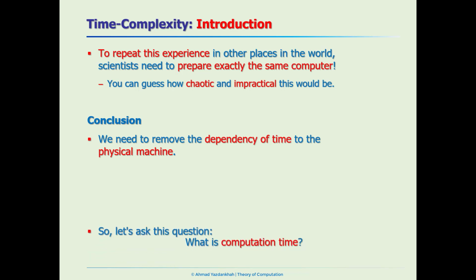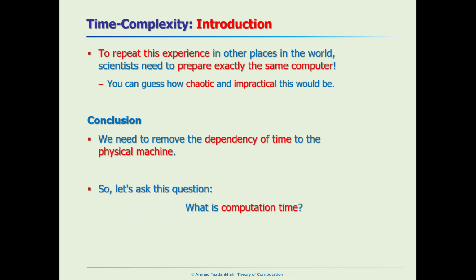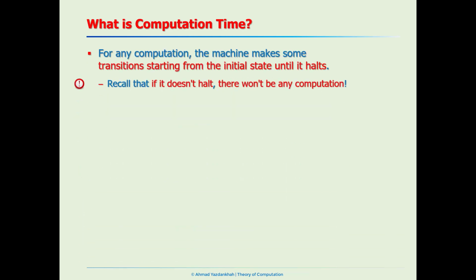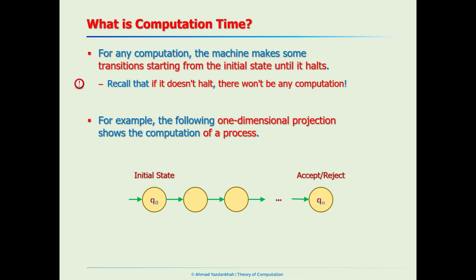machine. Let me ask this question again. What is computation time? You recall that when we start processing a string, the machine starts from an initial state and continues going to other states again and again until it halts in a state, and that state can be an accepting state or just a regular state, because it depends on whether the string is accepted or rejected.